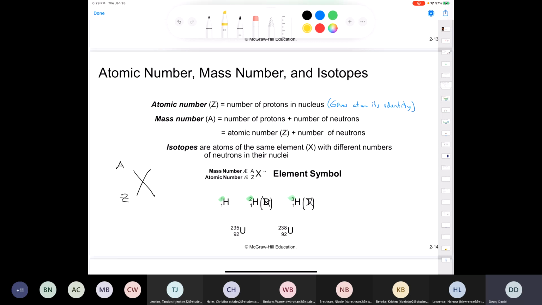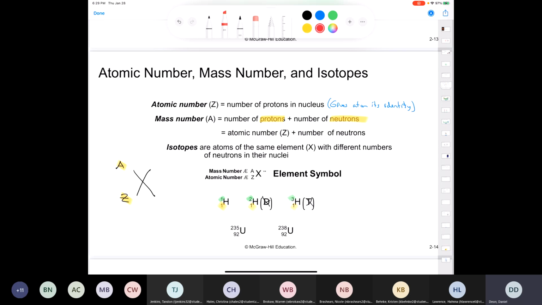How do I know that? If you look at their atomic number, the atomic number is the same for all of them. That means that each one of these three, they all have one proton in the nucleus. I told you that the number of protons governs the identity of an element. But up here is the mass number. The mass number is the sum of the number of protons and the number of neutrons.